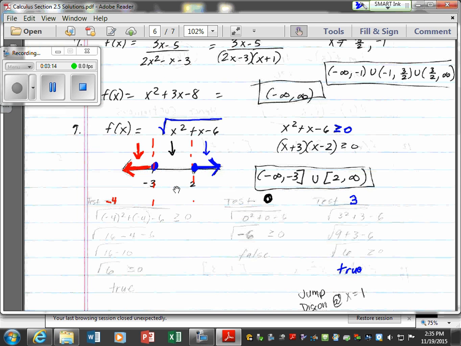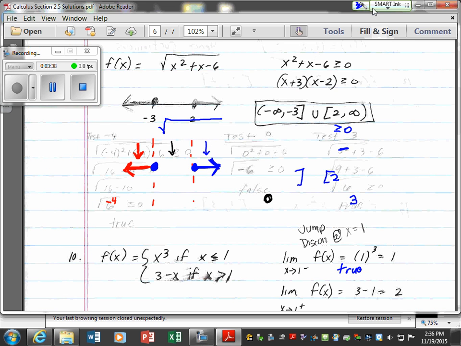The shaded regions are where it's continuous, so we just name that in interval notation, which is going to be -infinity to -3 bracket, don't forget, because it's a closed circle, and because of this equal to bar. Union 2 with a bracket to infinity. Good. Let me clear that.